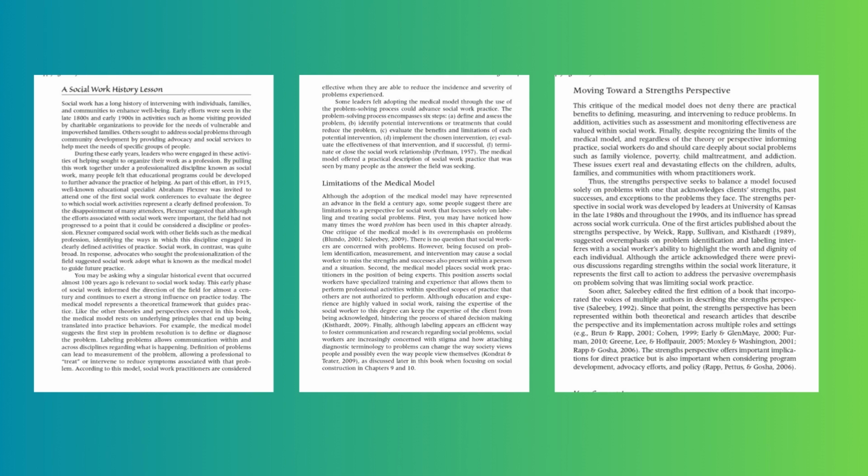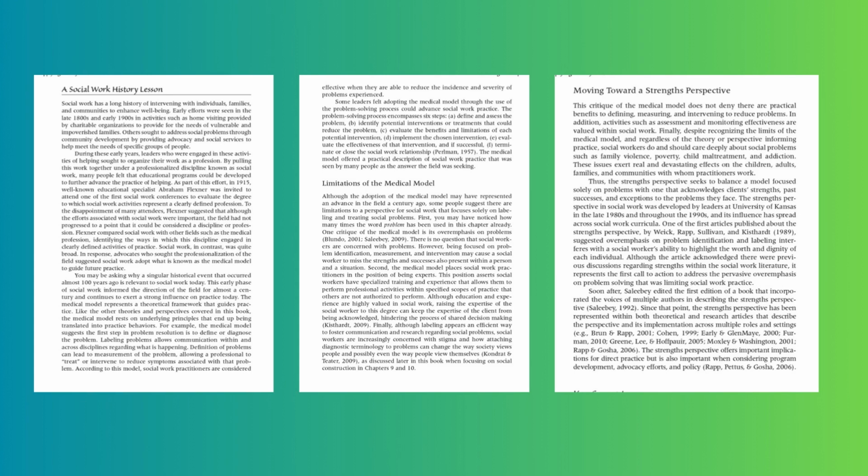The medical model represents a theoretical framework that guides practice. Like the other theories and perspectives covered in this book, the medical model rests on underlying principles that end up being translated into practice behaviors. For example, the medical model suggests the first step in problem resolution is to define or diagnose the problem. Labeling problems allows communication within and across disciplines regarding what is happening. Definition of problems can lead to measurement of the problem, allowing a professional to treat or intervene to reduce symptoms associated with that problem. According to this model, social work practitioners are considered effective when they are able to reduce the incidence and severity of problems experienced.